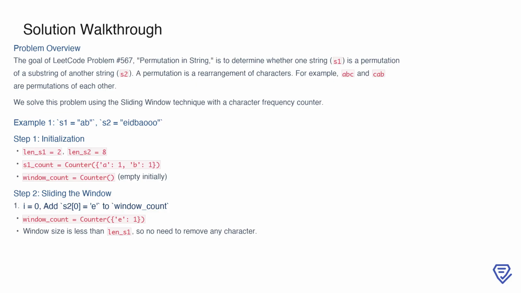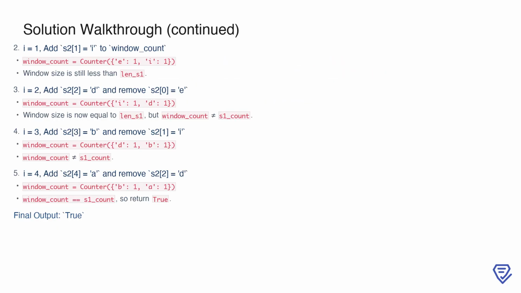At index 0, we add the character E to the window_count, which becomes E1. Since the window size is smaller than the length of S1, there's no need to remove any characters yet. Next, at index 1, we add the character I to the window_count, updating it to E1, I1. Again, the window size is still less than the length of S1, so we don't remove any characters.